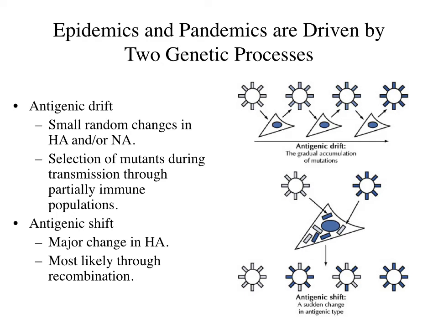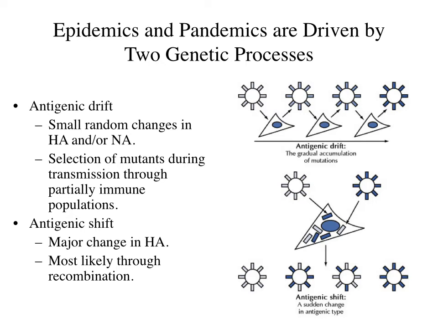So let's look at antigenic drift and shift. With antigenic drift, we have small random changes in the HA and/or the NA. This is through the accumulation of small mutations. Essentially, it occurs because these viruses are passing through partially immune populations, which provides some selective pressure, and you get small random genetic changes in the virus over time.